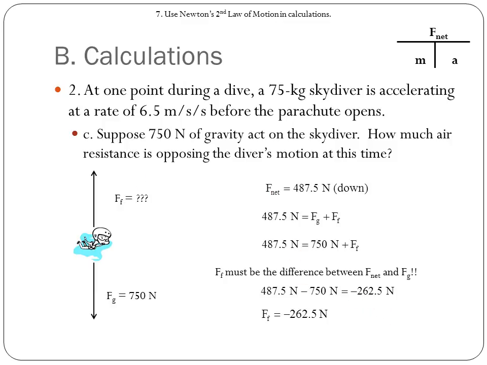So to answer the question, the frictional force, or the air resistance force opposing the diver's motion, is 262.5 newtons. In this case, in the upward direction. I know that because it's negative, and that is the direction that we defined as being negative.